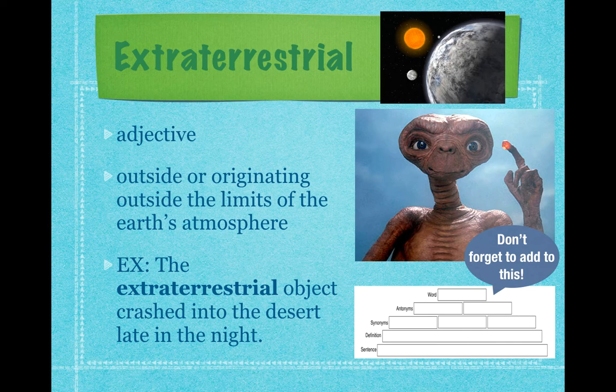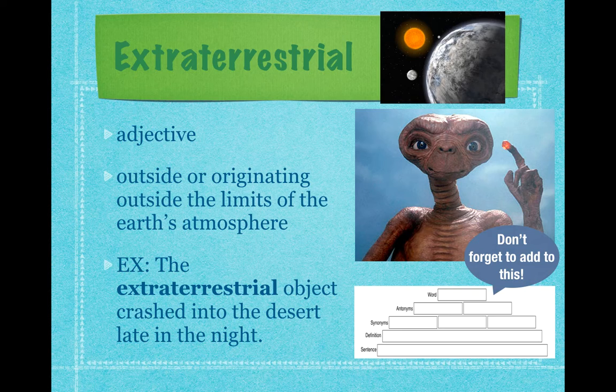It's an adjective, and it means outside or originating outside the limits of the Earth's atmosphere, which makes sense because E.T. is an alien. This word used in a sentence: the extraterrestrial object crashed into the desert late in the night. So an object or a rock from outside the Earth's atmosphere came crashing into the desert. Another example, according to some scientists, the impact of an extraterrestrial object, such as a comet, caused conditions that led to the extinction of dinosaurs.